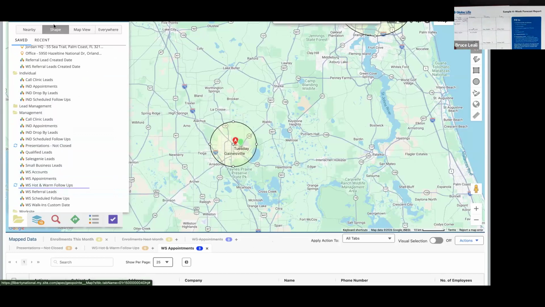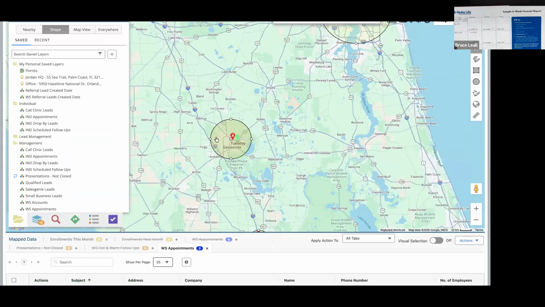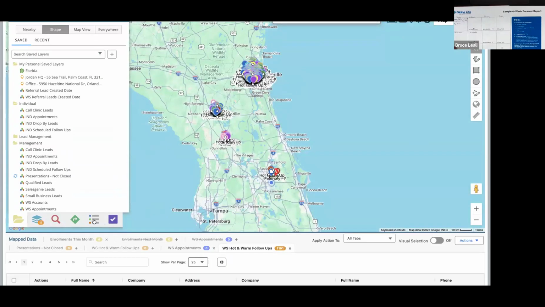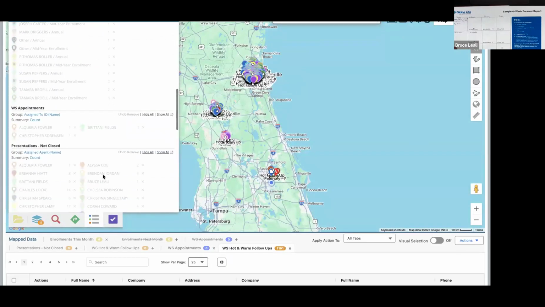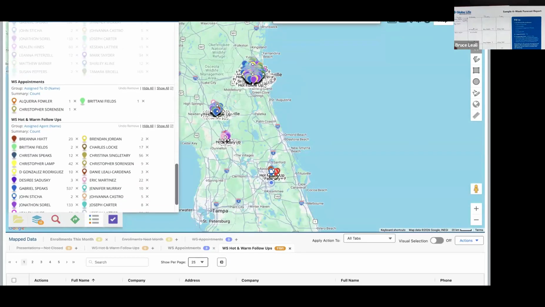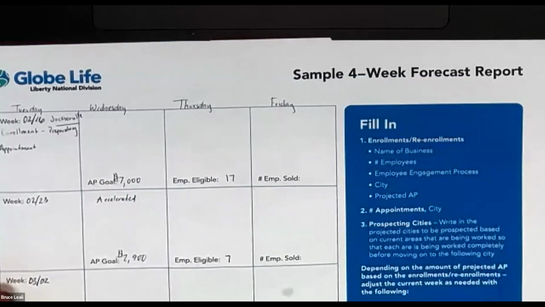Let it load. And again, I got it set in shape, so it's going to pull up a ton. I'm in my management folder, so I've got to look at all that, right? So I go to my legend. I can hide a few. I'm just going to hide here. Boom. Give me a second.